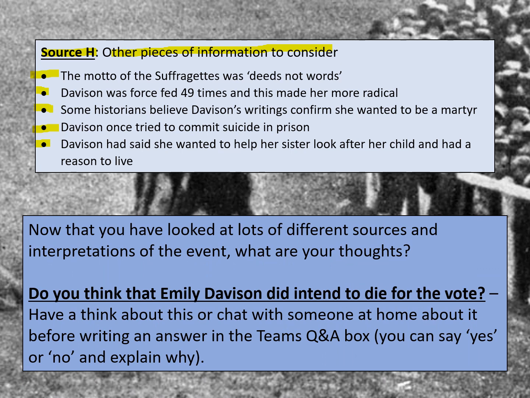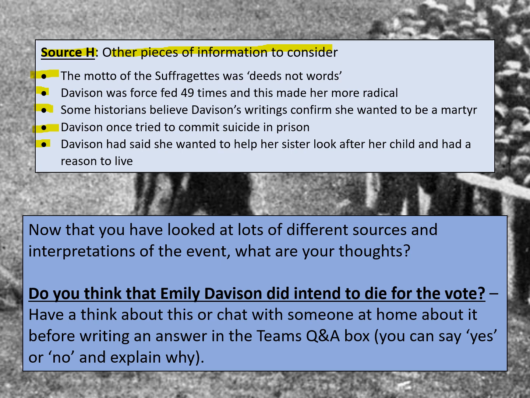Okay, now what I'd like you to do, year 8, is to have a think about all of the different pieces of information that you've looked at today. So we've looked at interpretations of the event through the video, we've looked at different sources and bits of information from people at the time and historians, and we're thinking now about what our thoughts are on whether or not Emily intended to die for the vote.